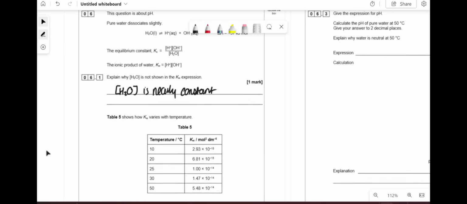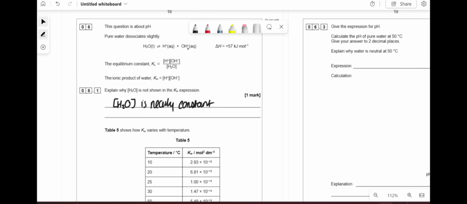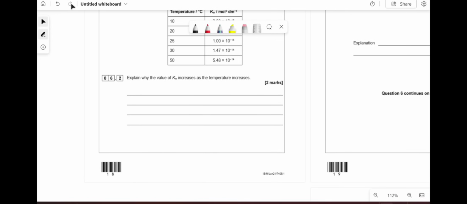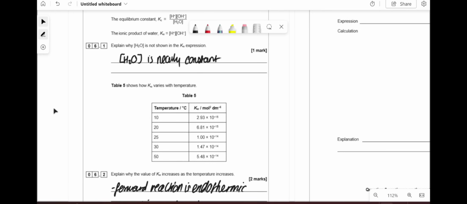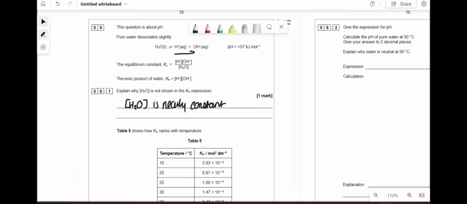Now, if we look at what Kw is explaining, it is explaining H2O dissociating into H+ and OH-. So you're breaking bonds, and if you're breaking bonds, that is endothermic. So the forward reaction is endothermic. Therefore, the equilibrium shifts to the right to oppose, or counteract, the temperature increase. Because if it's endothermic, it's going to absorb that extra heat energy to restore the temperature back to normal.